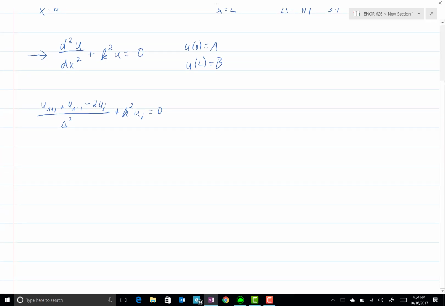If we take the resulting discretized equation and multiply through by delta squared, actually you don't need to do that if you don't want to, but if you do choose to multiply through by delta squared, then you would get u i plus 1 plus u i minus 1 plus u i times k squared delta squared minus 2 is equal to 0.